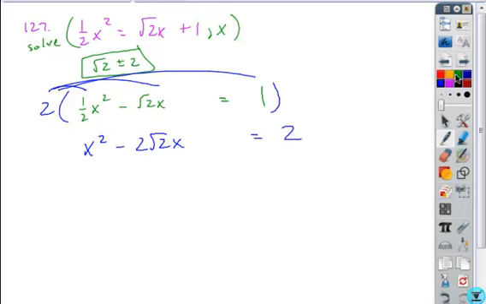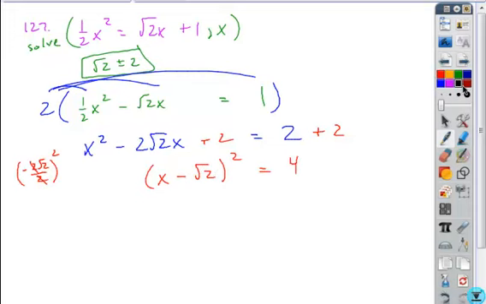Okay, and now I'm going to go through the steps to complete the square. I take half of my b value, so if I take negative 2 root 2 and cut it in half and then square that value, so the 2's cancel, I get negative root 2. If I square it, I get a positive 2. So I'm going to add 2 to both sides. It allows me to rewrite my left side as a binomial square, x minus, and again, it's the value that I squared. It's half of this value, which is just root 2, and that's going to equal 4.